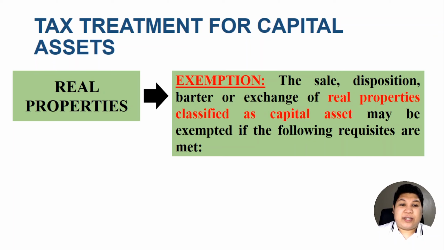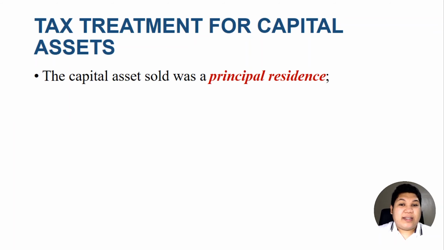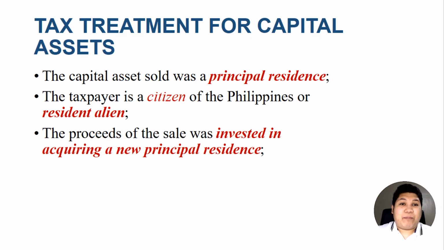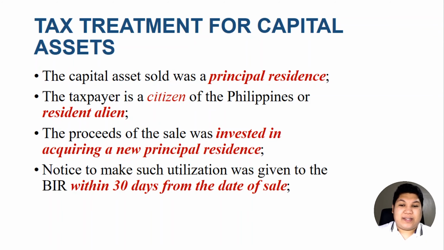The sale, disposition, barter, or exchange of real properties classified as capital asset may be exempted from the 6% capital gains tax or the 6% CWT if the following requisites are met. Number one, the capital asset sold was a principal residence. So, if the real property sold was a family home, a principal residence, and the taxpayer is a citizen of the Philippines or a resident alien, and the proceeds of the sale was invested in acquiring a new principal residence. So the seller would use the proceeds of such sale to acquire or to construct a new principal residence. And there is a notice of such utilization given to the buyer within 30 days from the date of sale.